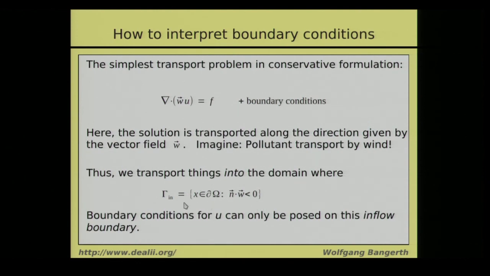This is exactly the part of the boundary that is the inflow. There's a part that is outflow, those points on the boundary for which n dot w is positive, and then there might be places where n dot w equals 0. Those would be the places where my wind field is tangential to the boundary, right? If w is tangential to the boundary and n is the normal vector to it, then n dot w would be 0. In these places too, I cannot impose boundary conditions.